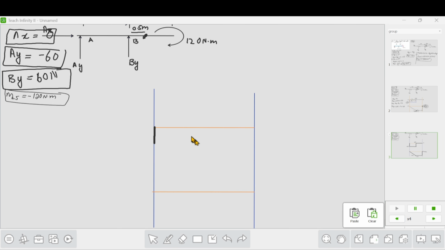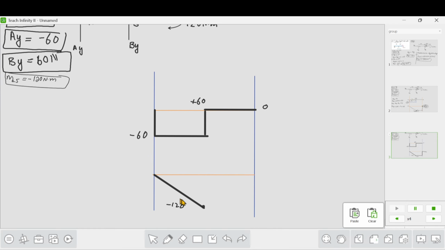Now I will draw the shear force and bending moment diagram. So AY is negative 60 and this BY is positive 60. So this is negative 60, this is positive 60. It will become 0. There is no loading, so it will become 0. So this is horizontal.